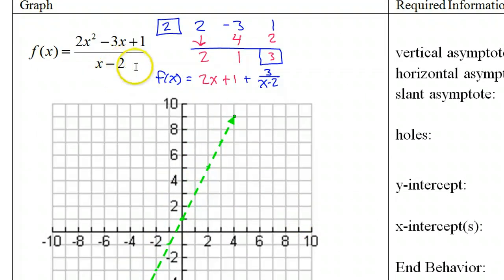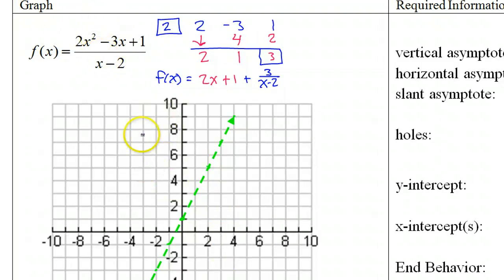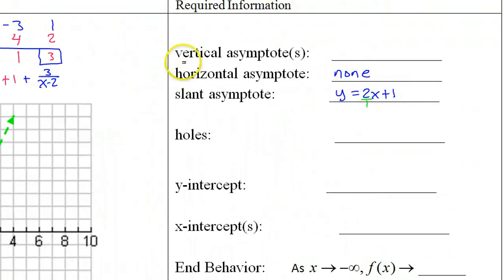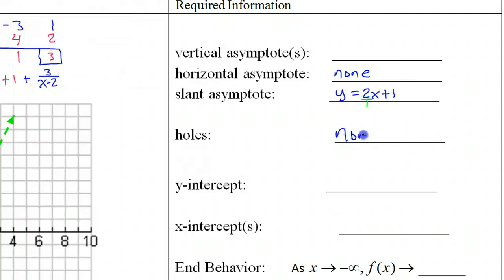Alright, I know there will be no holes because x minus 2 is my only factor in the denominator, and that does not get canceled out. I don't have to factor this to see that. I can see that there's a remainder. If this got canceled out, there'd be no remainder. But normally we would factor the numerator and see if anything canceled out. If something cancels out, then that would be a hole, but nothing cancels on this problem. So there will be no holes because no factors are canceling out. So we will say none.